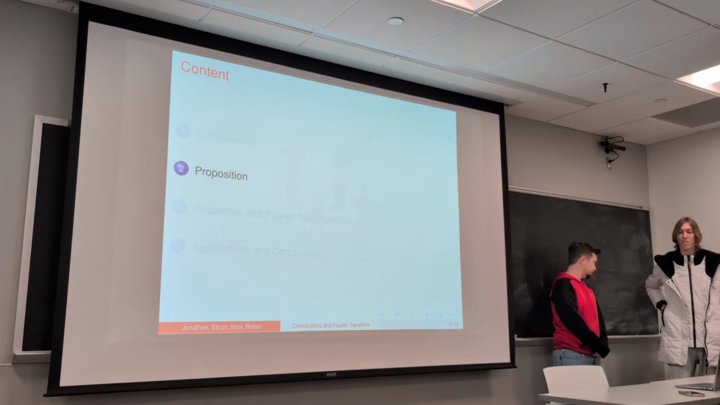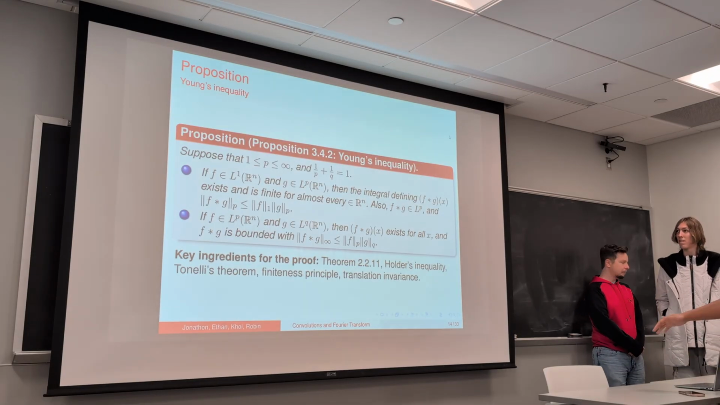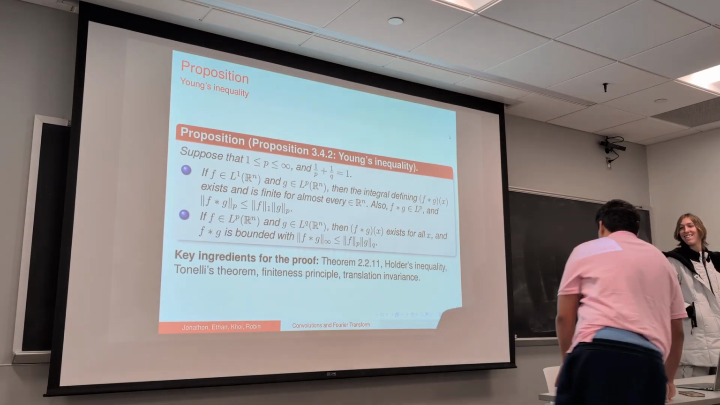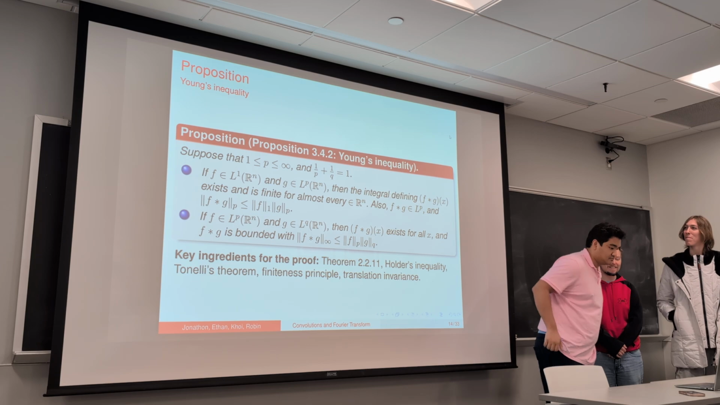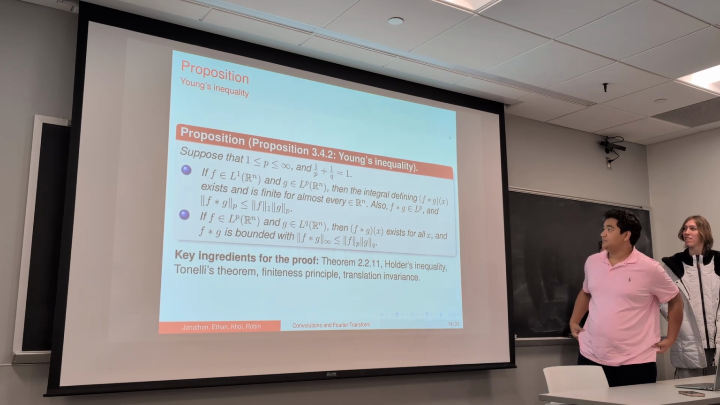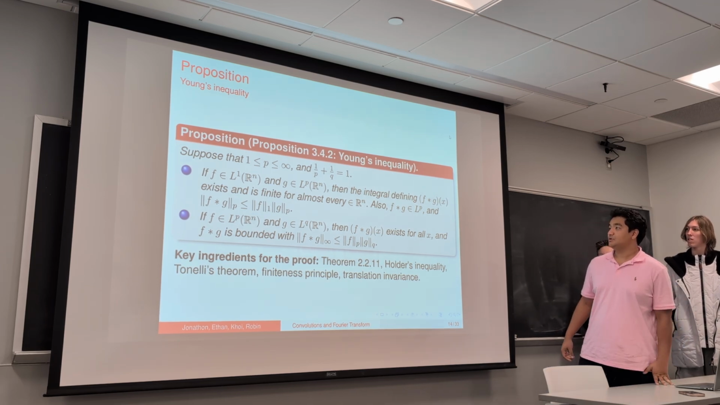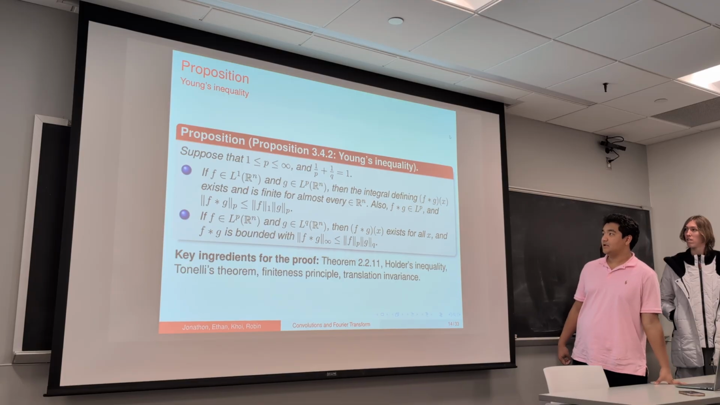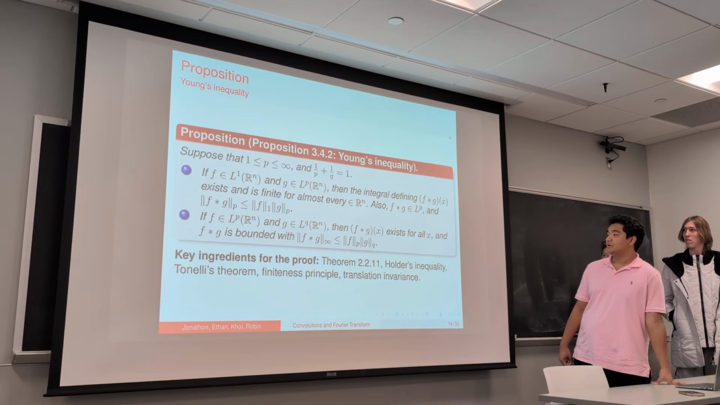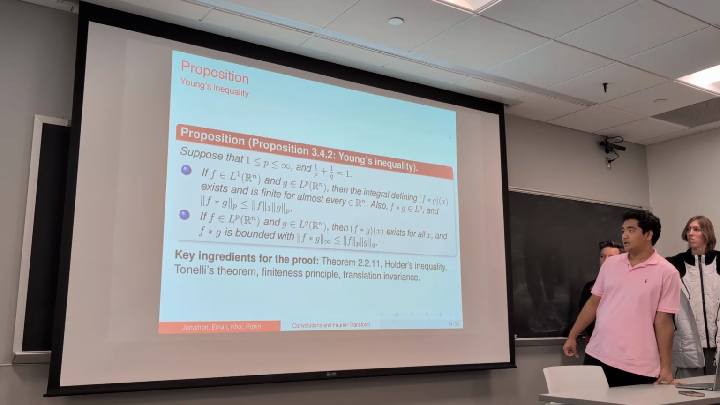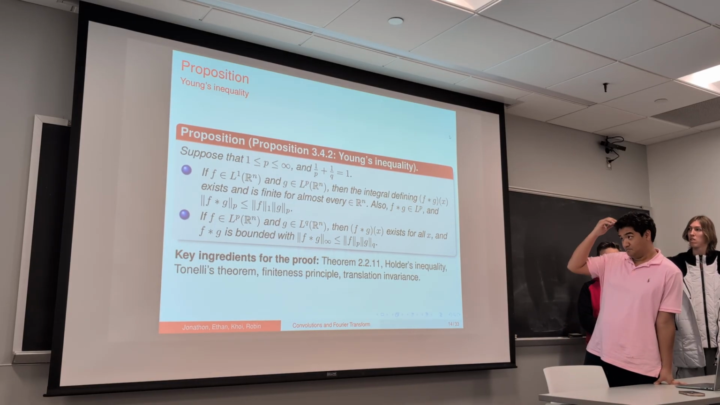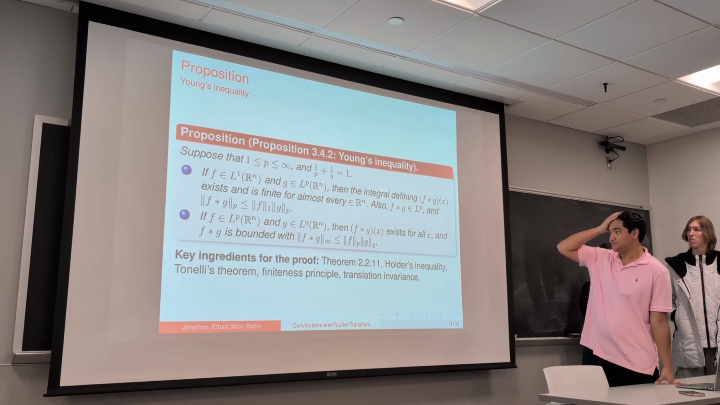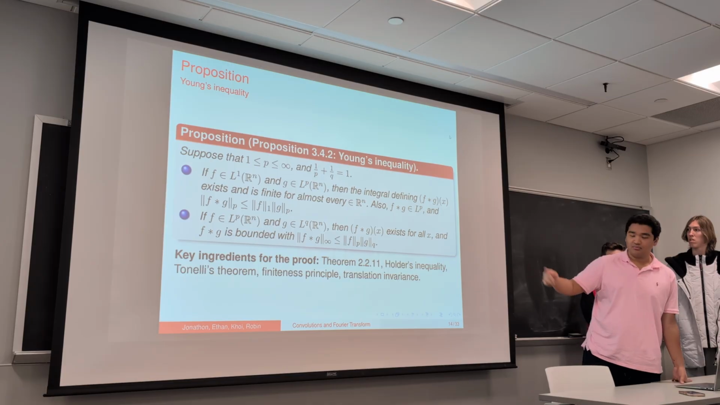So now Robin, or Ethan, I'm sorry, the next proposition. We want to show that if f is in L1 and g is in L^p, then their convolution is also in L^p. And also we want to show that the norm of the convolution of f and g is bounded by the product of the norms.